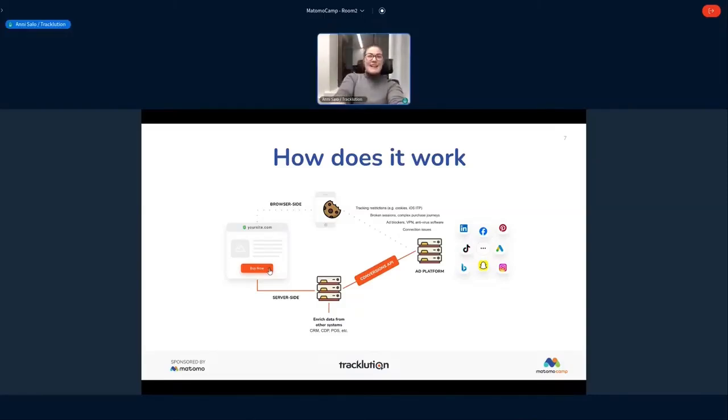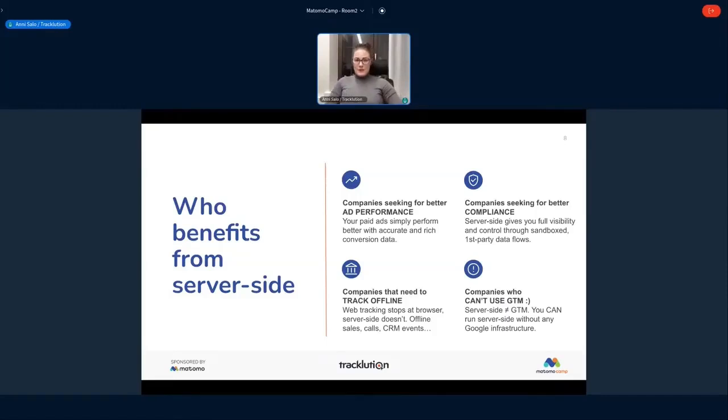This was a crash course to server-side tracking. Cool benefits from server-side tracking: there are multiple different viewpoints to it. First of all, companies that are seeking better ad performance. If you run ads, but you are not delivering good data to the marketing algorithms, your ad performance is not as good as it could be with good data. I have examples of that in the next slide.